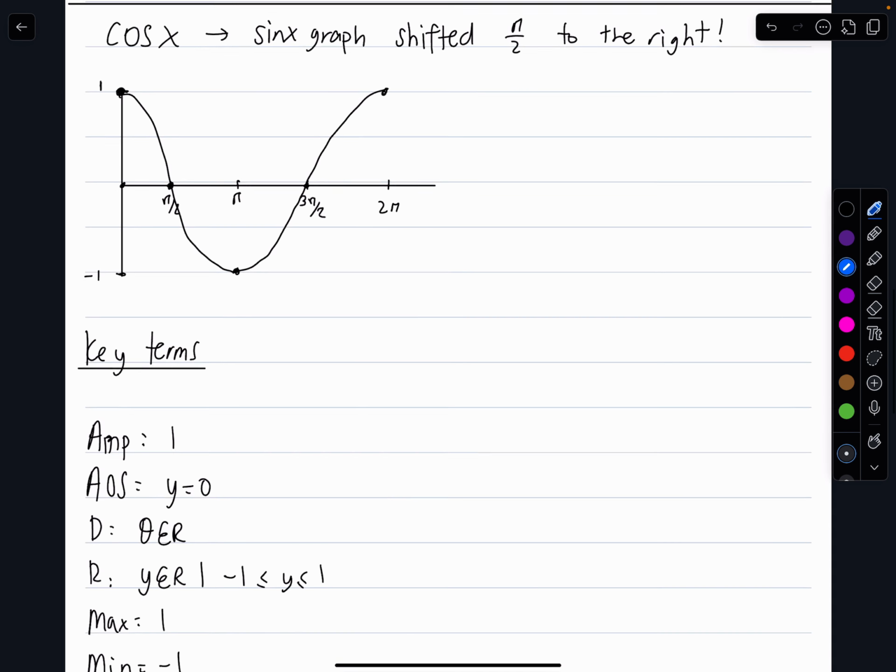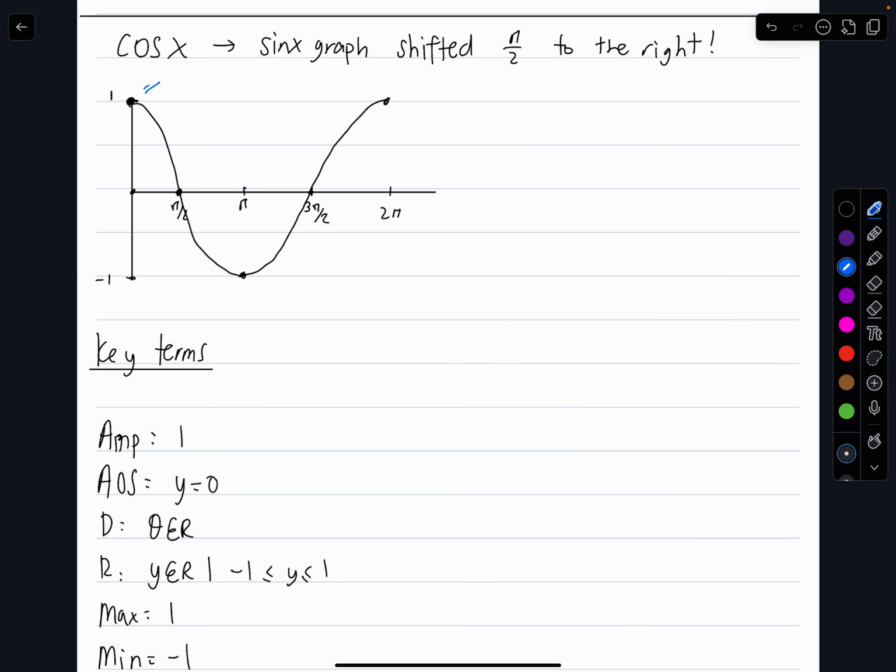So as you can tell, the cos graph is very, very similar to the sine graph because they work together. The sine and cos, you could think of them like brother and sister. So you have your max, you have your min, you have your amplitude. You also have your period, which is the length of one cycle. And then you also have your axis of symmetry at y = 0.